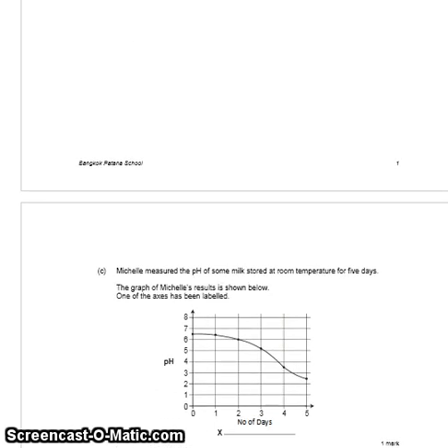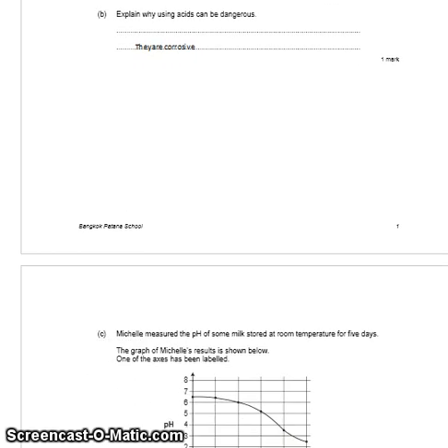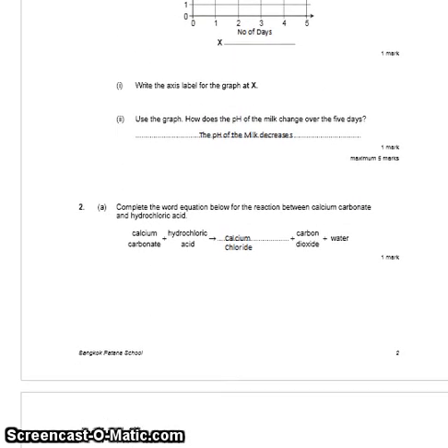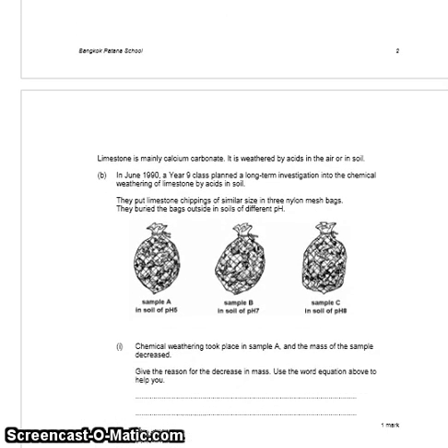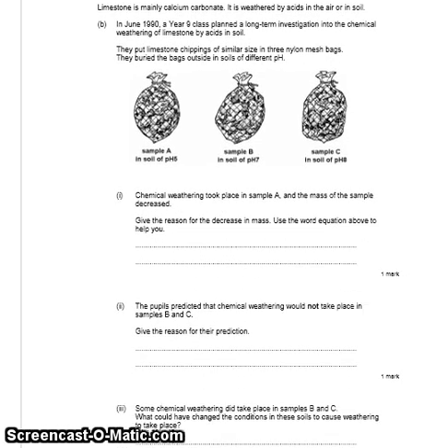So you have to know that pH 1 to 6 is acid, pH 7 is neutral, and pH 8 to 14 is alkali. So of the ones that we have in this example down here, the only one that is actually acid is sample A. And surprisingly enough, sample A is the one that actually weathers the marble chips in the bag. So we have to give a reason and quantify that in our little answer.